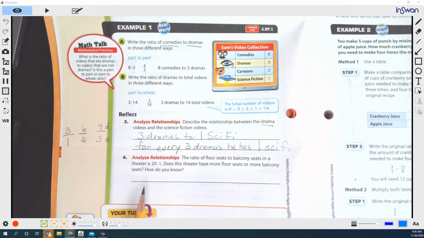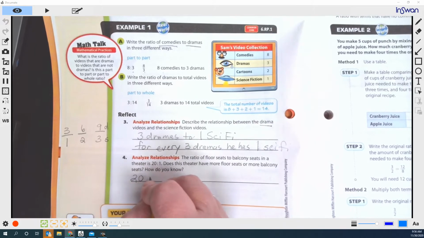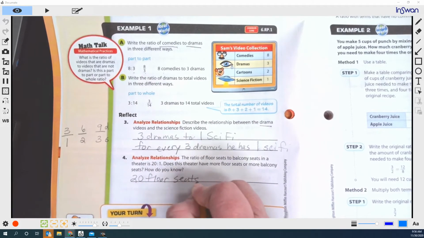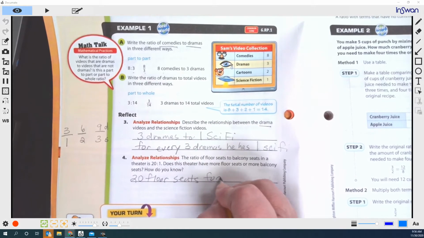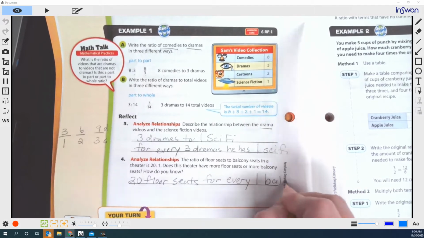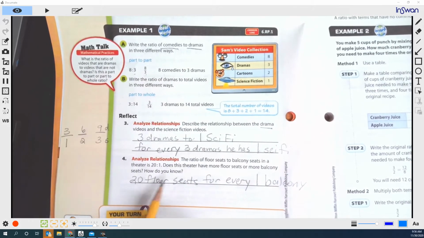Look at number 4. The ratio of floor seats to balcony seats in a theater is 20 to 1. Floor seats to balcony. That means you have 20 floor seats for every 1 balcony seat, actually. Does this theater have more floor seats or more balcony seats?